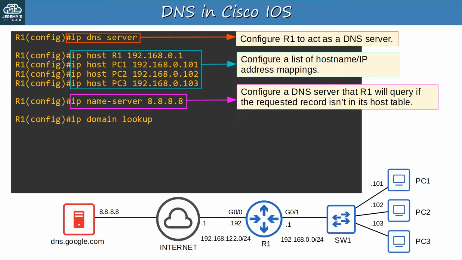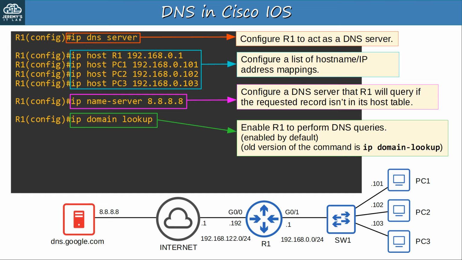Next, it's a good idea to configure an external DNS server for R1 to use. R1 will query this server if it doesn't have a requested record in its own table. I configured R1 to use Google's DNS server at 8.8.8.8. I'll demonstrate how this works in a minute. The final command is ip domain lookup. This enables R1 to perform DNS queries. If this command isn't enabled, R1 won't be able to query Google's DNS server. However, this command is enabled by default, so usually you won't have to configure it.